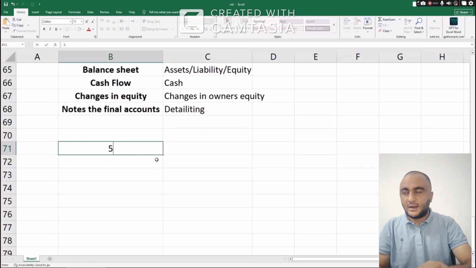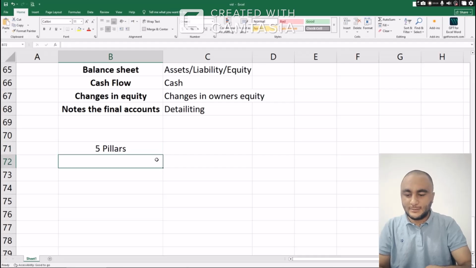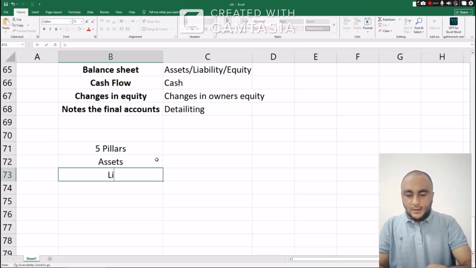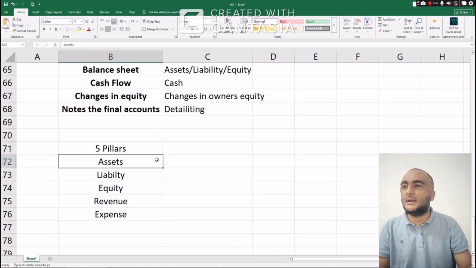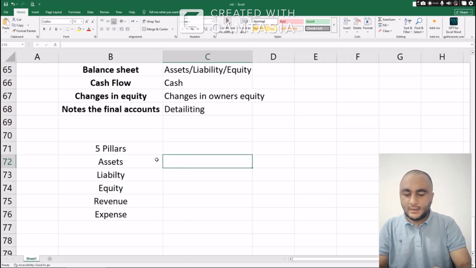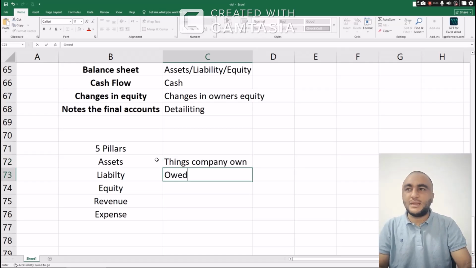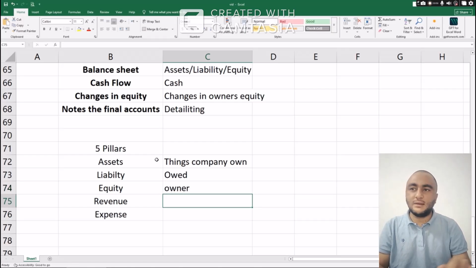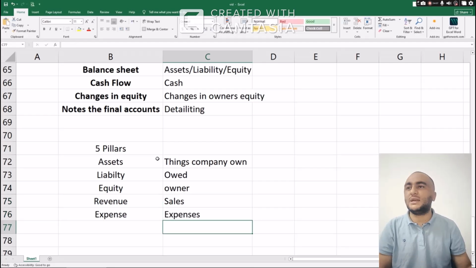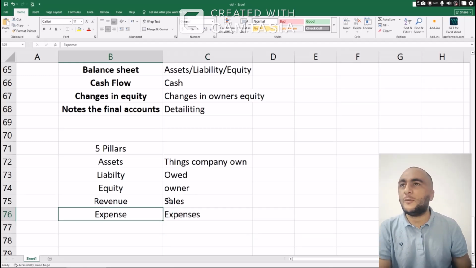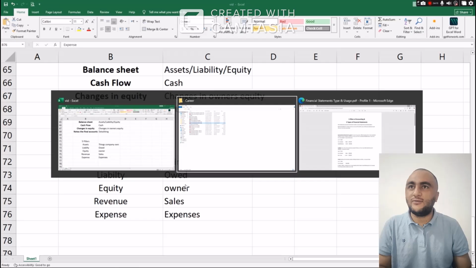And again, for making these 5 statements we need 5 pillars. One is assets, liability, equity, revenue, and expenses. I have explained it, but I will give a little explanation here. Things the company owns, this is owed by the company, the money owed by the company. This is owner investment, and revenue is sales or income, and expenses will be general expenses and cost of sale expenses. Every expense you have to treat here in expenses. So these are the 5 financial statements, and these are the 5 pillars of accounting.